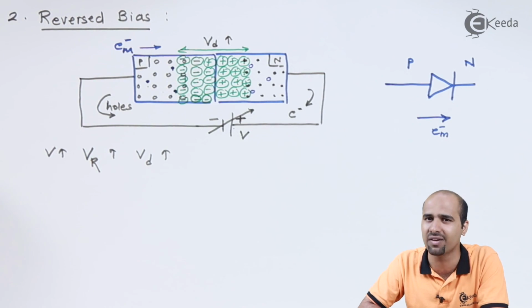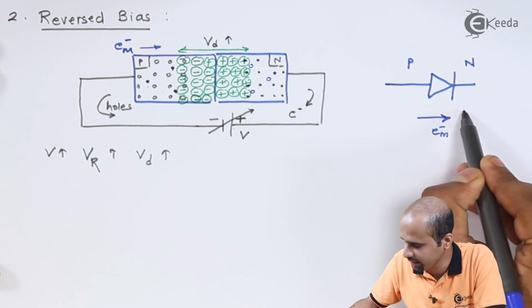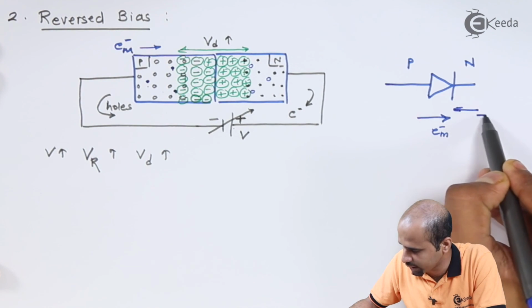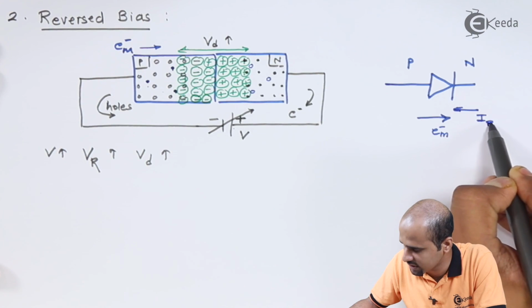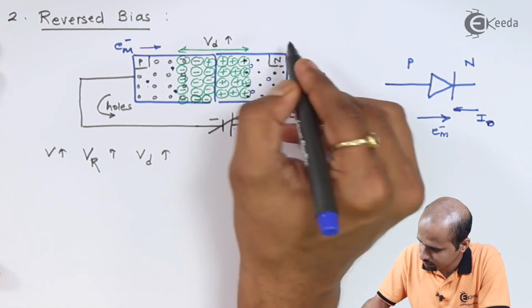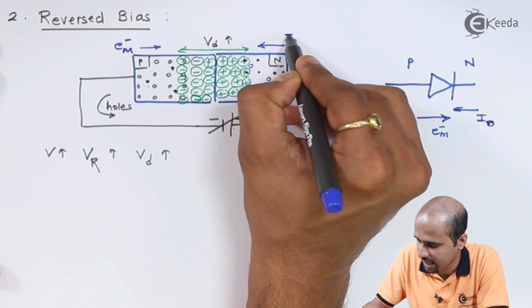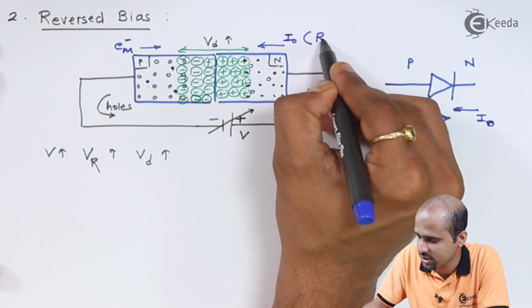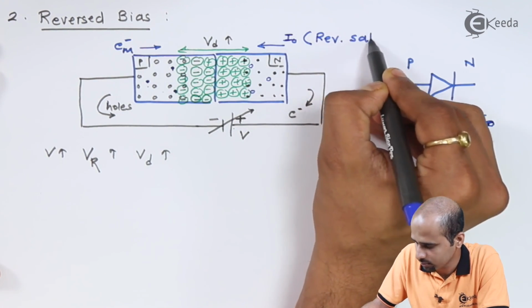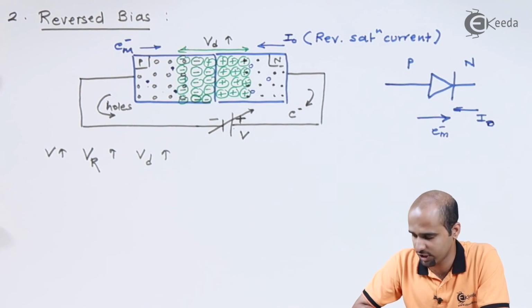If these numbers are very less as compared to majority charge carriers, then whatever current I will be getting will be very less, but in opposite direction. So current will move in opposite direction, and that is called as reverse saturation current, that is denoted by IO. Current will move in this particular direction. I will represent this as IO, that is called as reverse saturation current. So this is how the operation of reverse bias is.